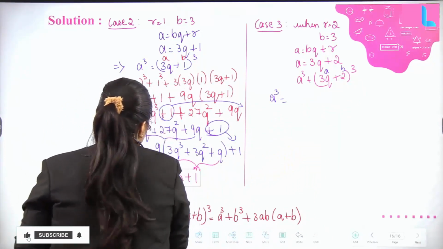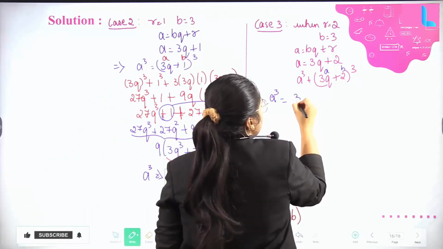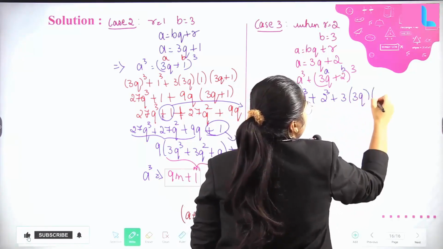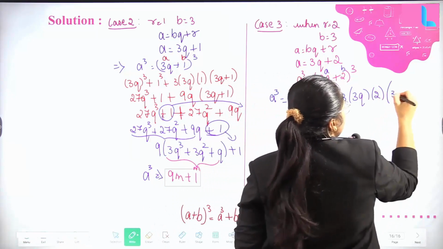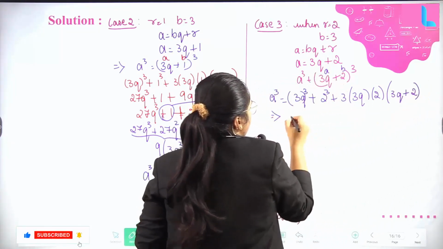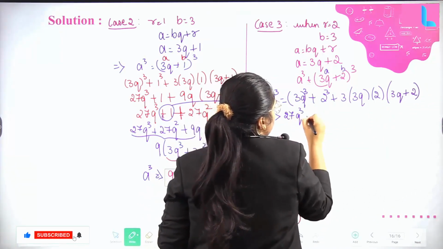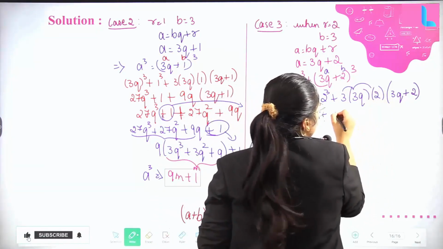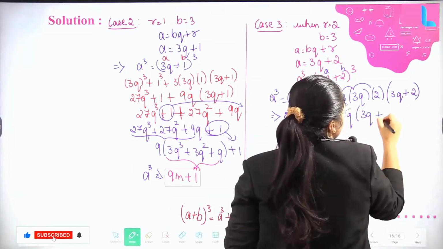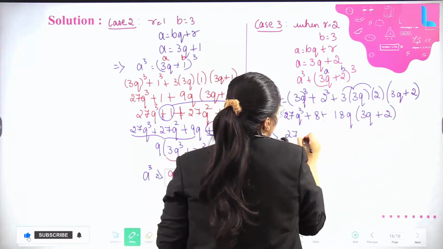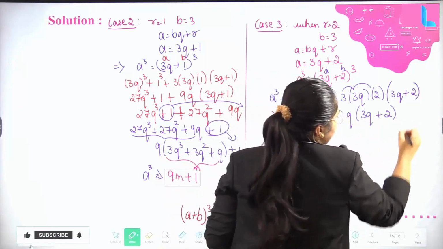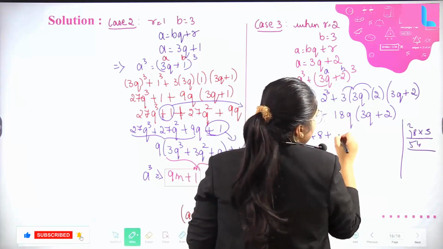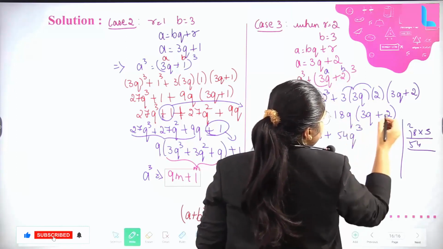a³ is equal to (3q)³ plus 2³ plus 3 into a into 2 into (3q+2). 3³ is 27, q³ plus 8, 2³ is 8 plus 3 3s are 9, 9 2s are 18, 18q into (3q+2). 27q³ plus 8. 18 into 3 times, what is 18 into 3 times? 54, plus 54q³. 18 2s are 36.